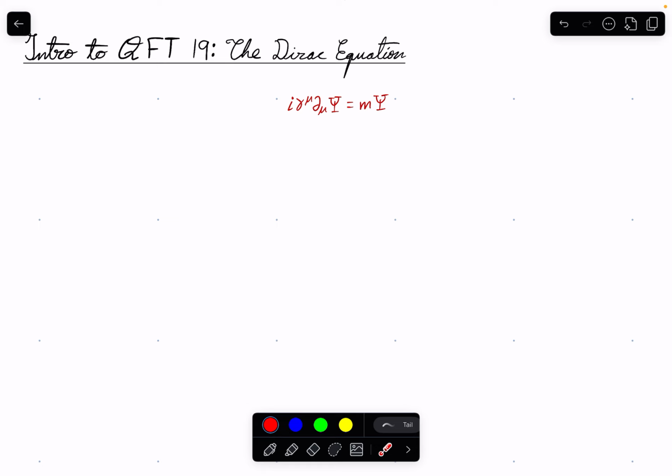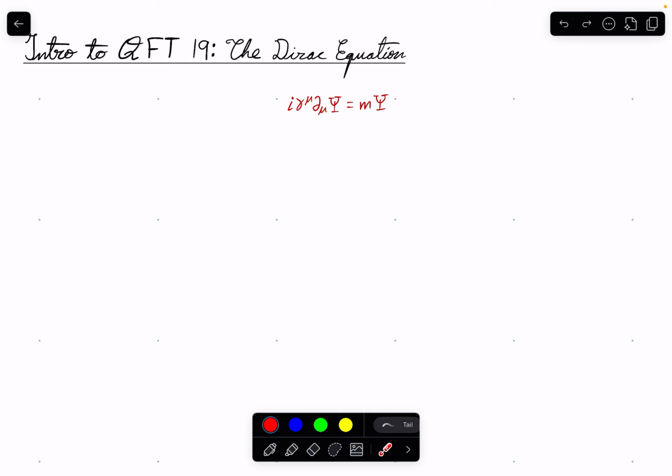Okay, welcome back to quantum field theory. Intro to quantum field theory. We're on episode 19 and talking about the Dirac equation, specifically the interpretation of what it tells us is happening, and basically what spinors are then. So what these Dirac spinors are doing.